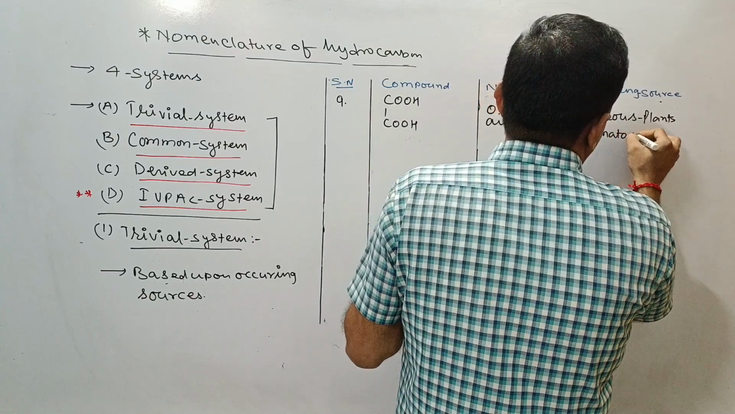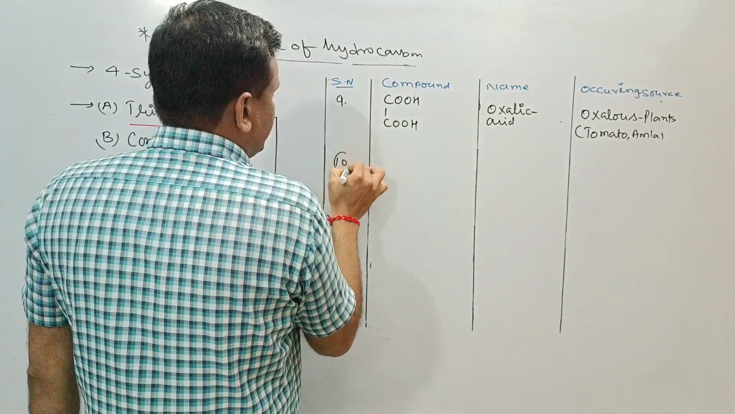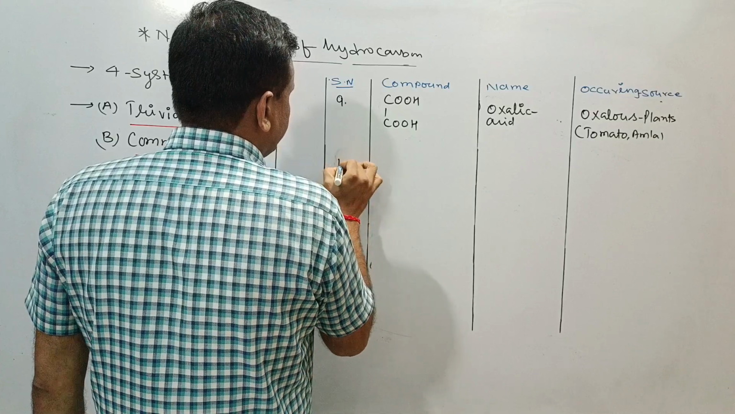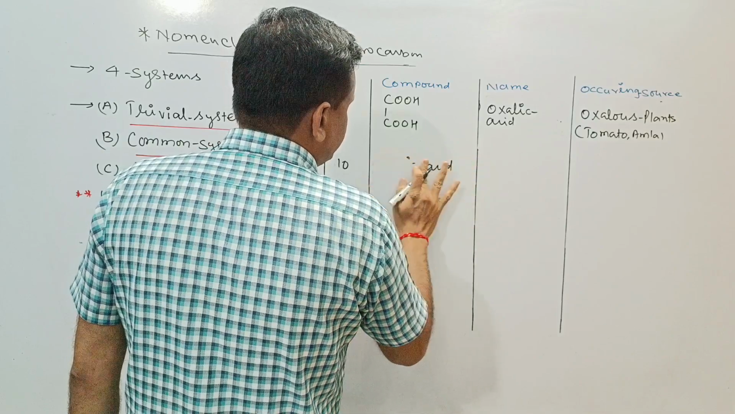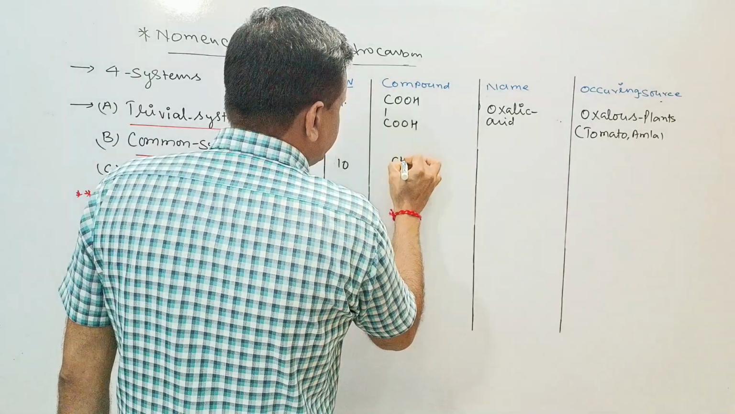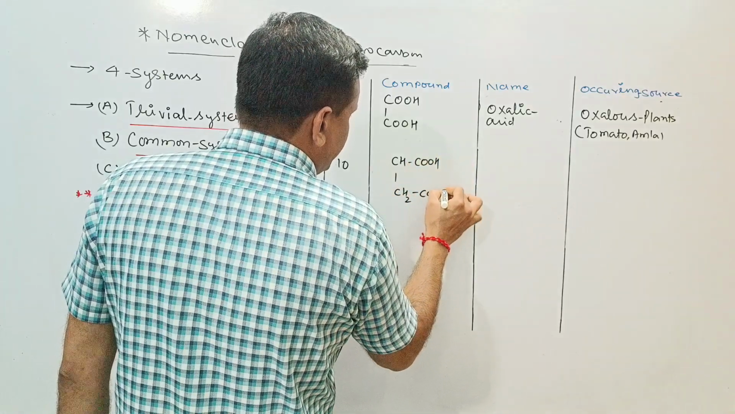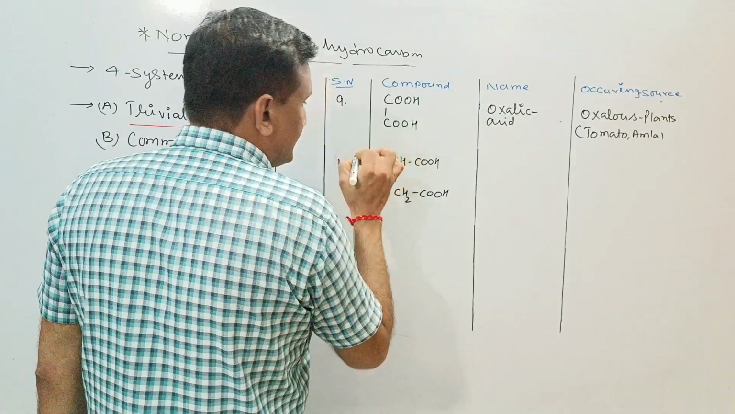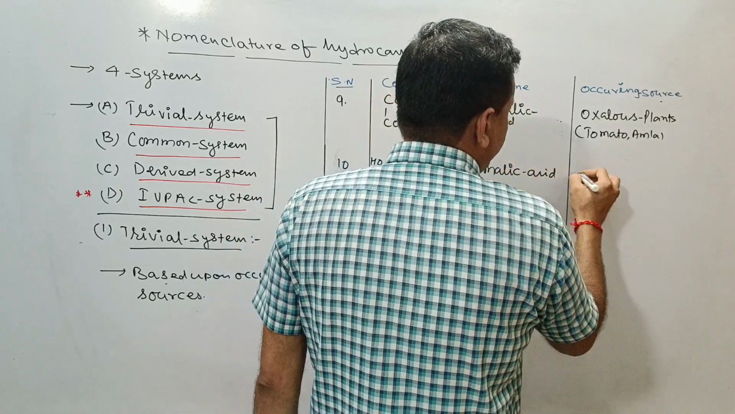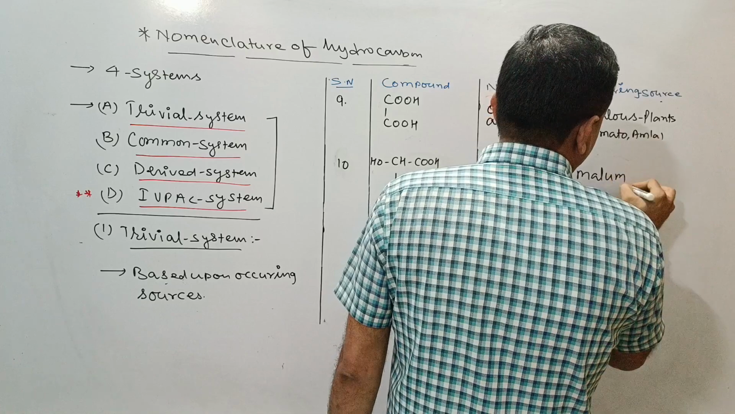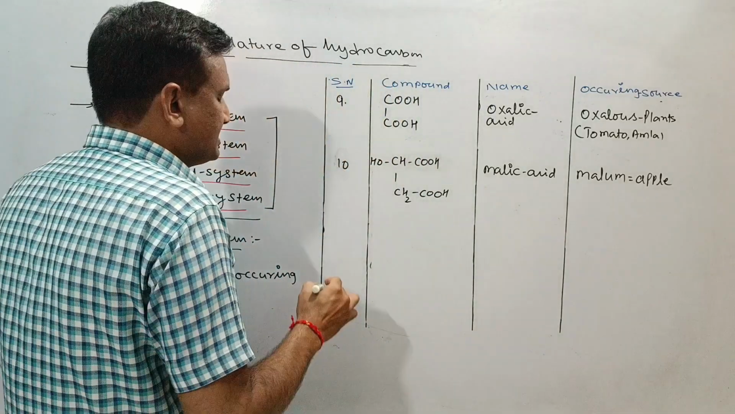tomato, amla, and so on. If we go further, this is the most important compound. It's malic acid. Malic acid structure is CH, COOH, CH2COOH, and here will be OH also. This is called malic acid. It can be obtained from malum. Malum means apple. So this was about malic acid.